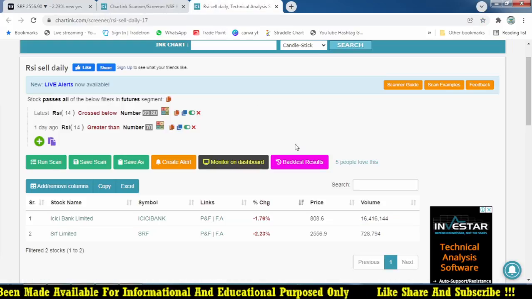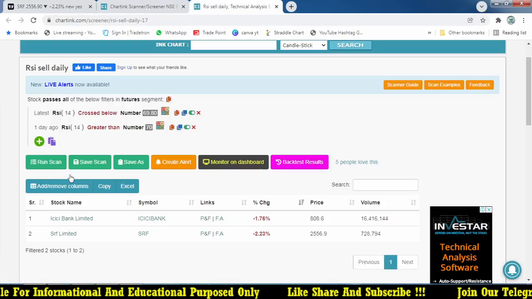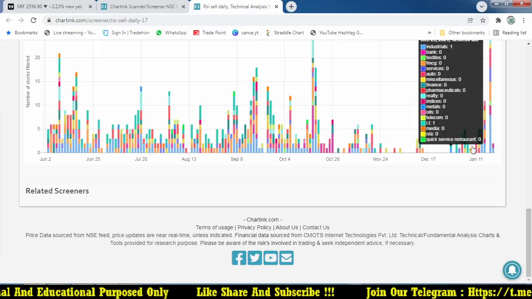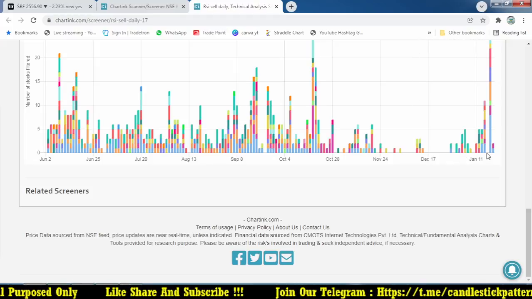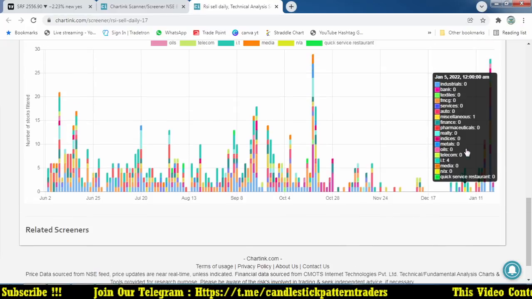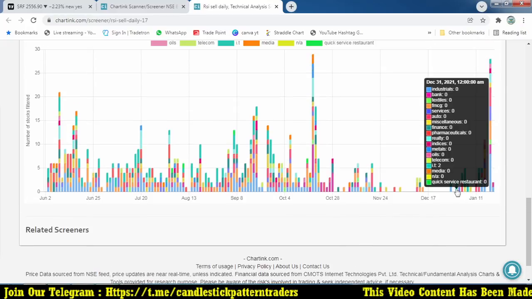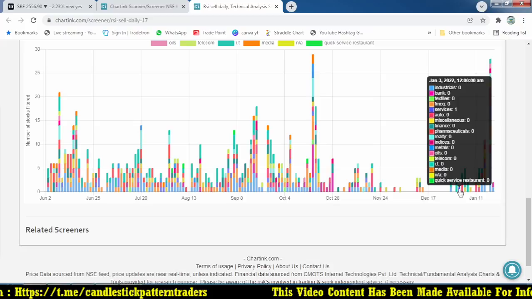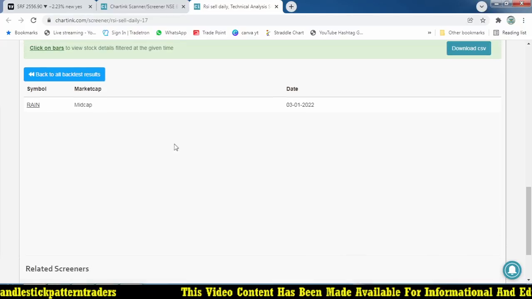Okay, let's see RSI sell daily in back data. We got a lot of stocks yesterday, but previously we will check for some 10 days back. Right now, on the 1st of January, if you find any stocks, and on 3rd January we got a stocks run.